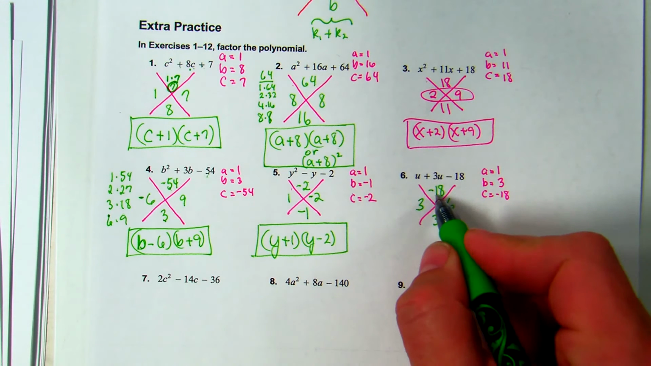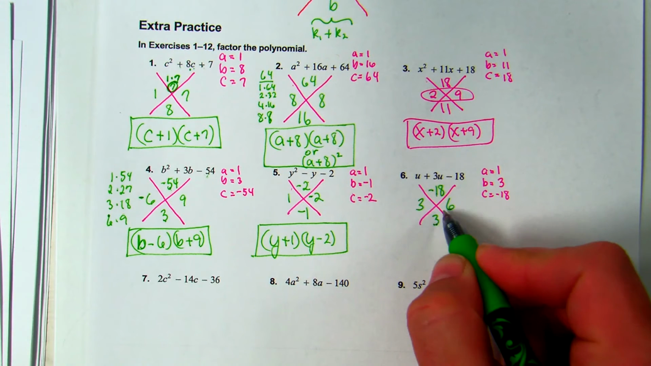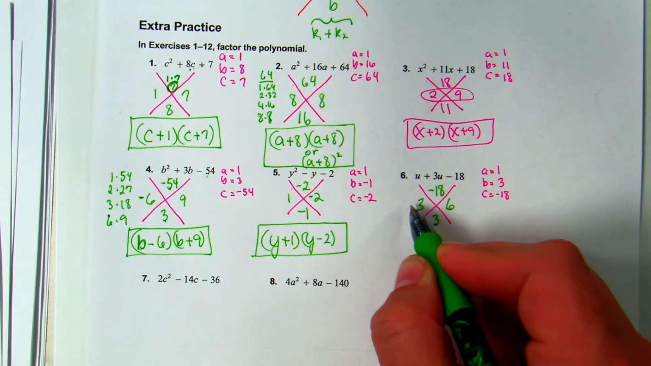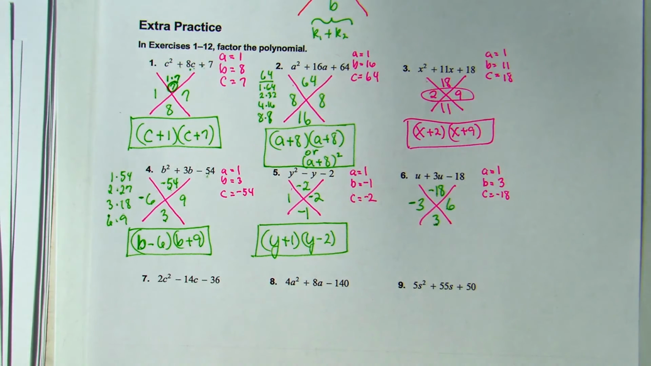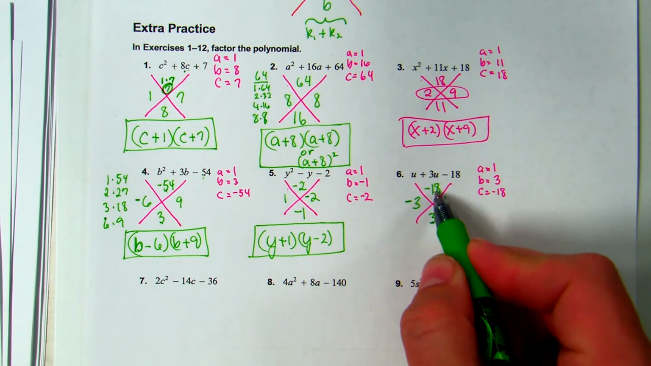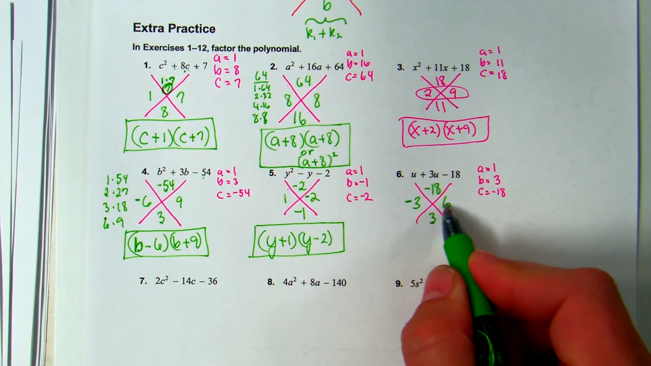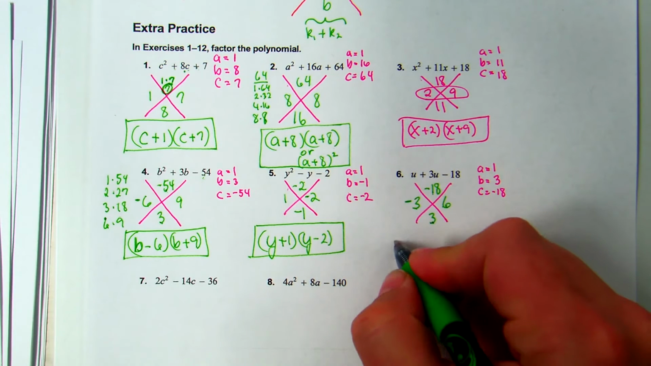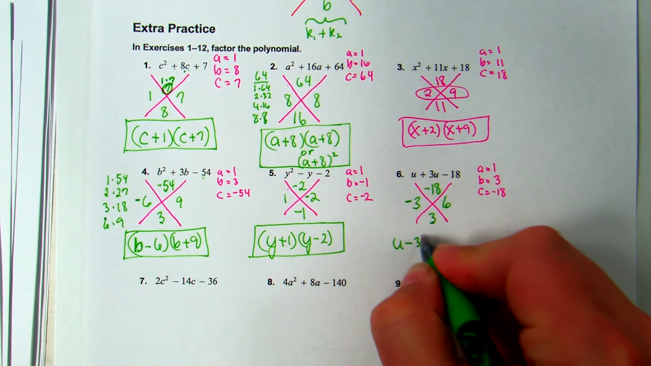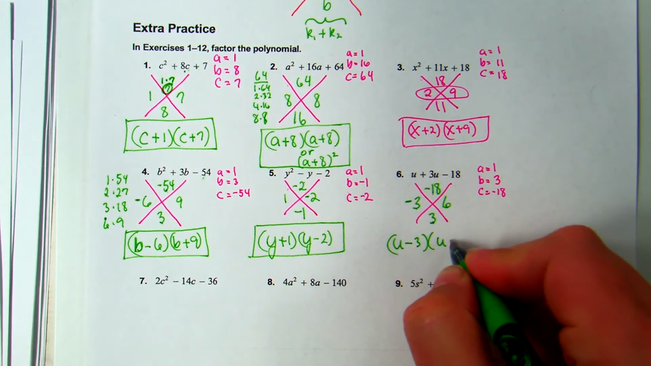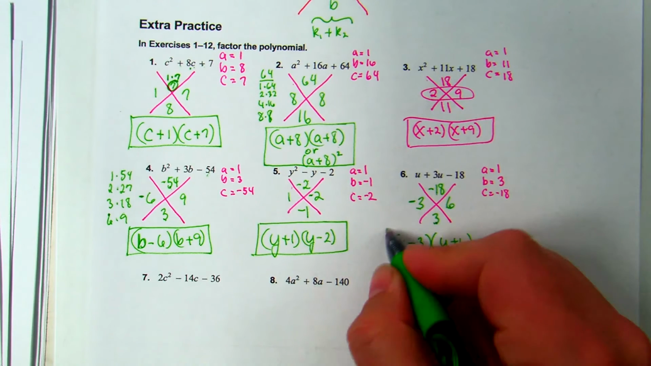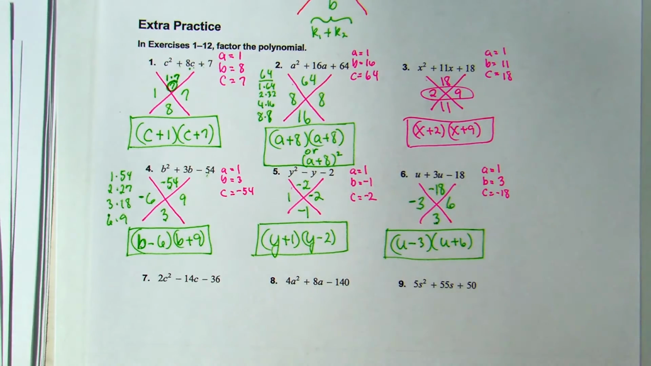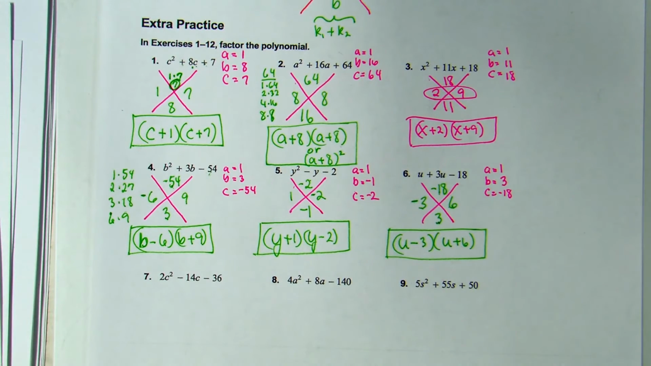We need it to be negative. This is positive, so this has to be the sign of the larger term, so the negative has to go on the 3. Okay, it has to be a negative times a positive to get to the negative, and obviously when we add these 2 together now, negative 3 plus a 6 will be a positive 3. All right, so we'll have u minus 3 times u plus 6, and that is the answer for number 6.